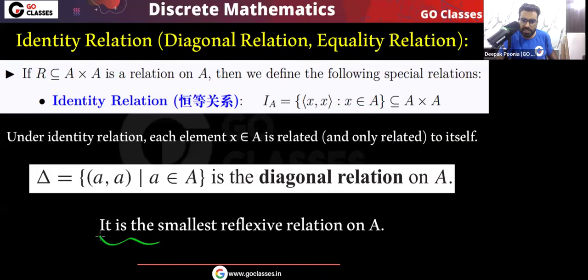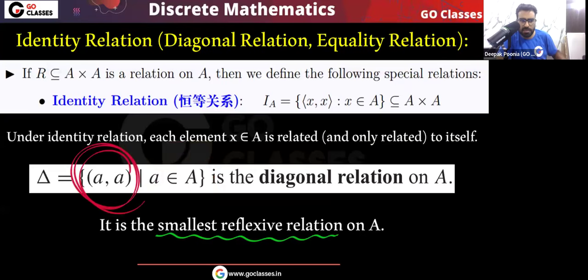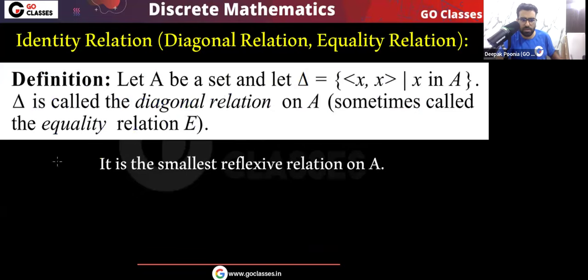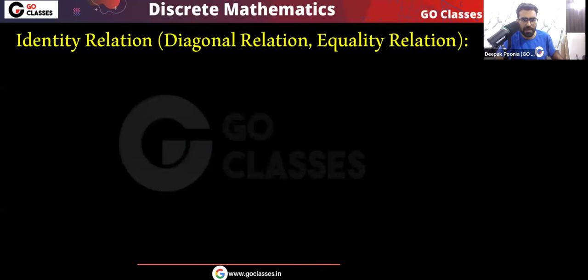So identity relation is basically the smallest reflexive relation on set A. This symbol we use because identity relation is also called diagonal relation. It contains ordered pairs (a, a) where a belongs to the base set, meaning for every element a in the base set, this ordered pair will belong to the diagonal relation. Very simple. It is also called equality relation, and it is the smallest reflexive relation on A.